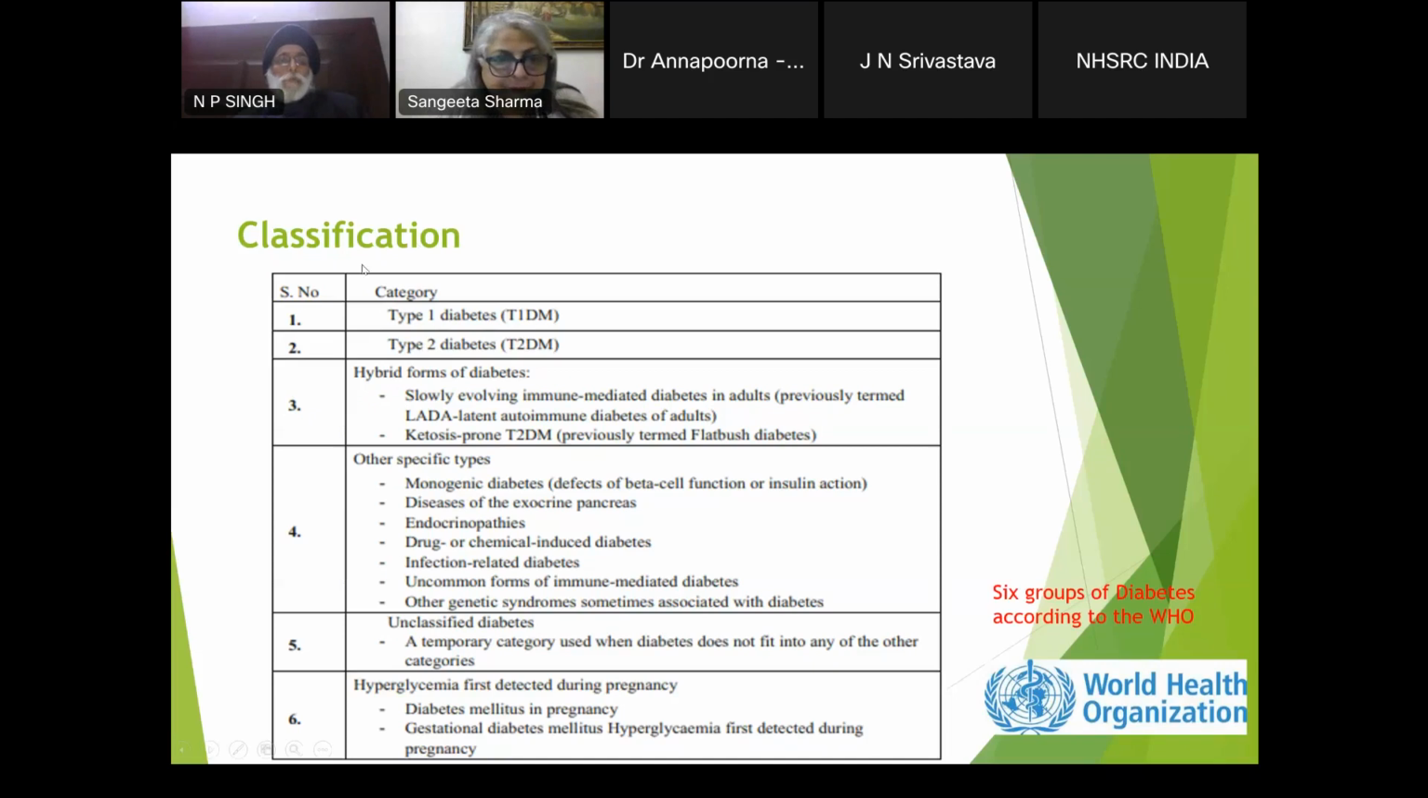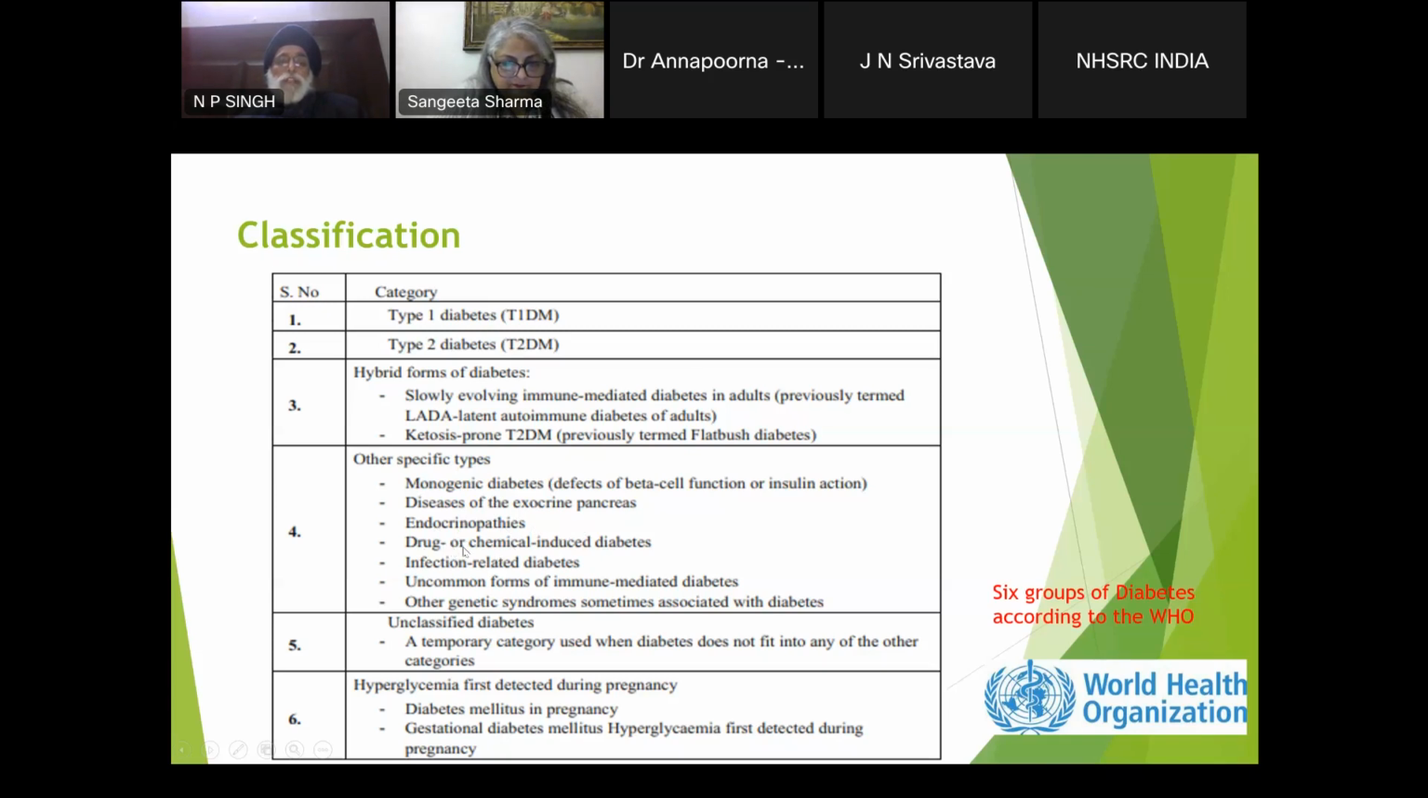So what is important, apart from these two types, are hybrid forms of diabetes. We now have slowly evolving immune-mediated diabetes in adults, what was earlier known as LADA. The name has been changed to this. Similarly, ketosis-prone type 2 diabetes, which was earlier known as Flatbush diabetes. Similarly, we have what was earlier known as MODY, the monogenic form of diabetes. We have diabetes when somehow the pancreas gets affected, and diabetes due to endocrinopathies. This is becoming very common, especially after COVID.